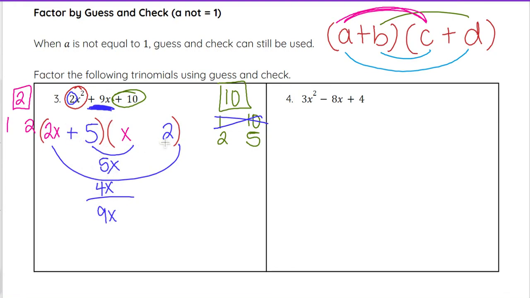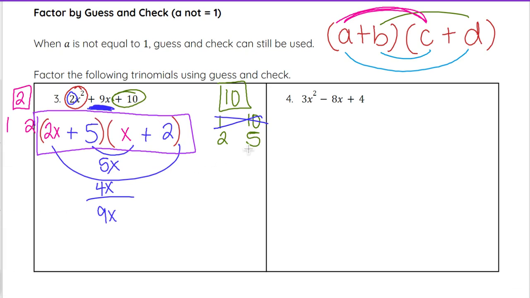So if I put a plus in front of the 5 to give me a positive 5x when I multiply, and then for the outer product to be 4x, we need a positive 2. And the last thing you want to triple check is that positive 5 times positive 2 gives us that positive 10. So because it does, then we are good. 2x plus 5 times x plus 2 is your final answer here.